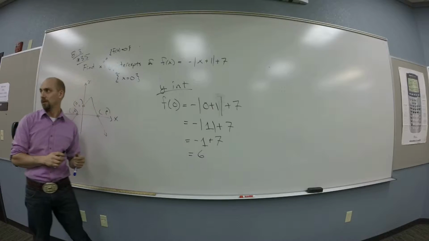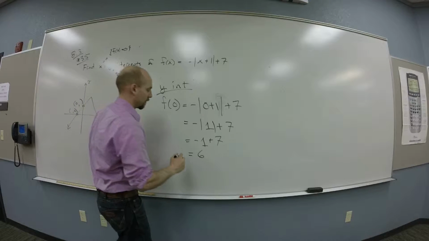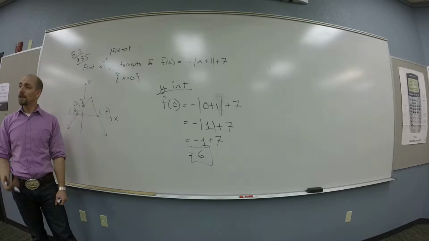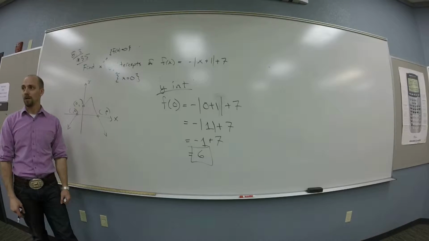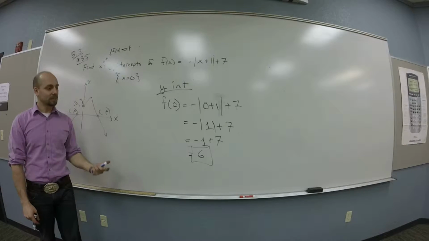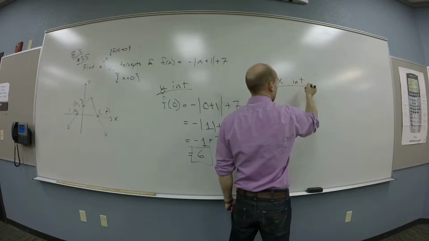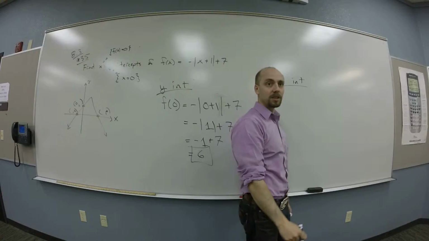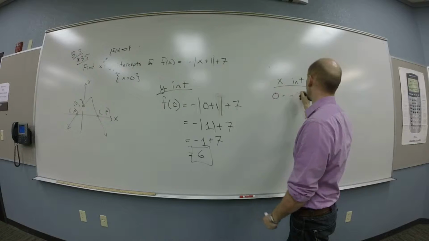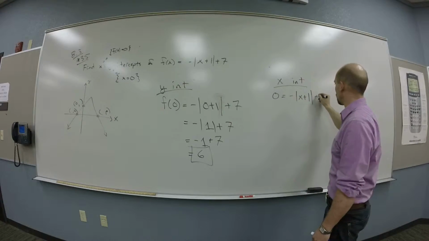Is that helpful? Okay, so that's the y-intercept, 6. I could write that as a point, yeah? It'd be 0 comma 6, right? How about the x-intercepts? What are those? The points where f of x equals 0? Yeah, those are the points where f of x is 0. So I can just take 0 and set it equal to my function rule. So I've got minus the absolute value of x plus 1 plus 7.